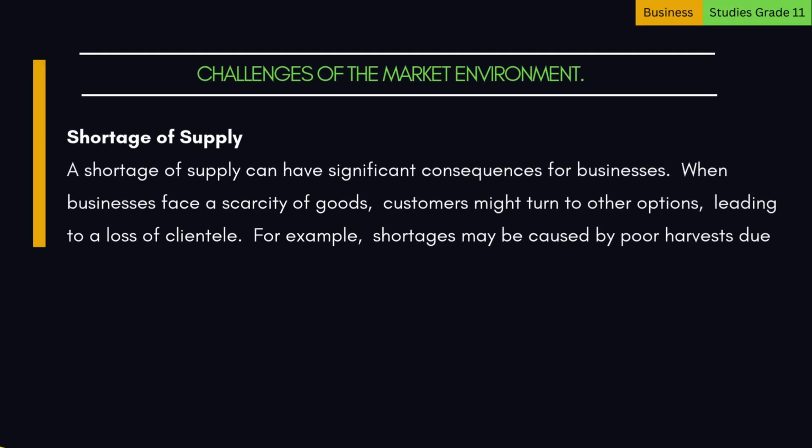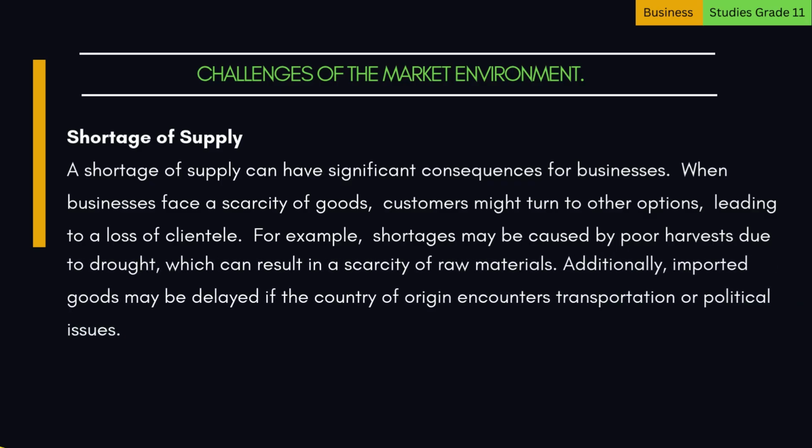2. Shortage of supply. A shortage of supply can have significant consequences for businesses. When businesses face a scarcity of goods, customers might turn to other options, leading to a loss of clientele. For example, shortages may be caused by poor harvests due to drought, which can result in a scarcity of raw materials. Additionally, imported goods may be delayed if the country of origin encounters transportation or political issues.